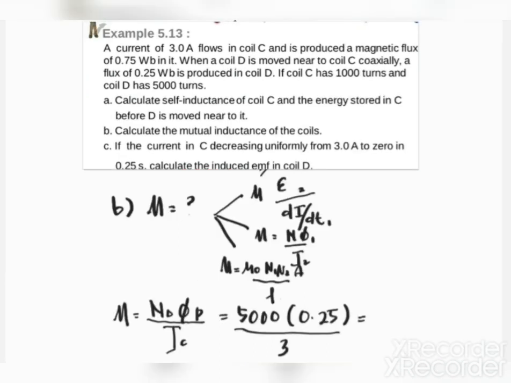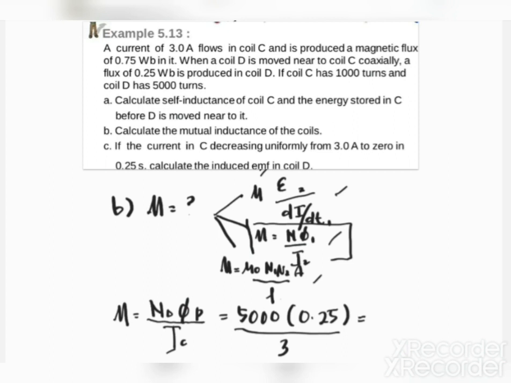To calculate the mutual inductance of the coils, first we have to recall the formulas for mutual inductance. We have three formulas: the first one is based on the induced EMF, the second one is based on the flux linkage, and the third one is based on the structure of the solenoid or the coil. The most suitable formula based on the information given is the second equation.